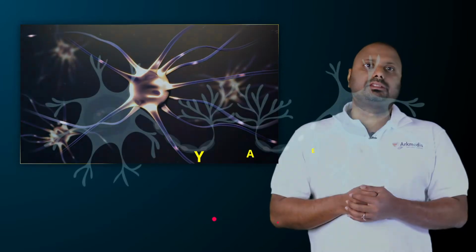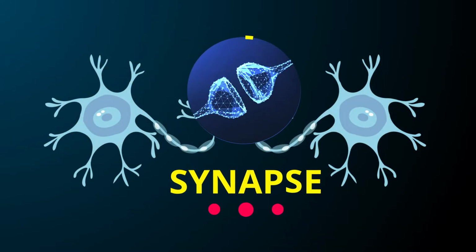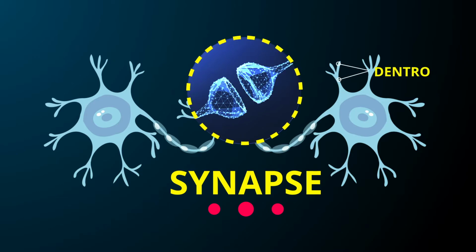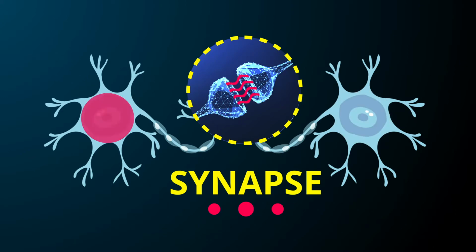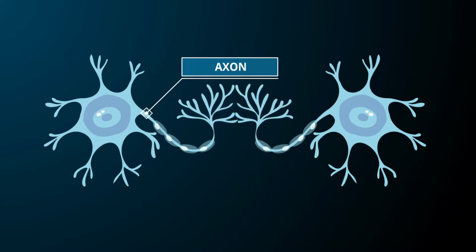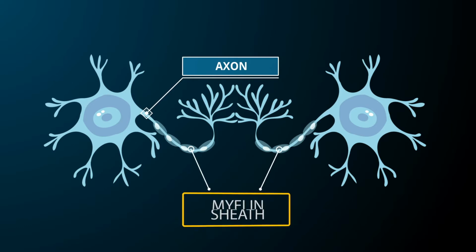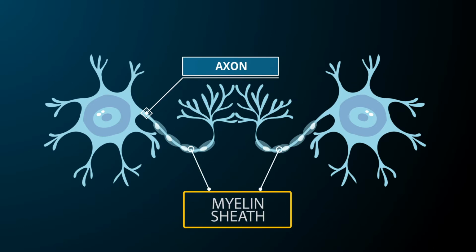Now, the important structures are called synapses, and these are created by dendrites. Synapses are the junctions between two neurons which permit the passage of electrical or chemical signals from one neuron to another. The axon is also called the tail of the neuron. It helps in transmission of information. The axon is covered by a coat called the myelin sheath. This sheath helps in quick transmission of information.